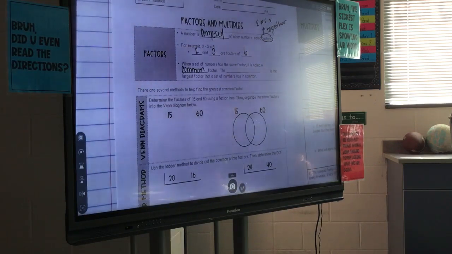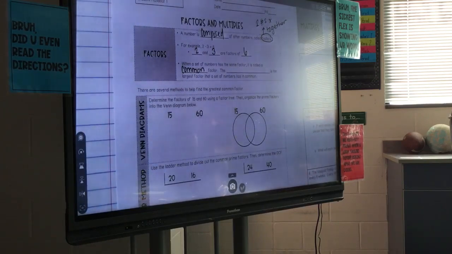Y'all are like way up here. You need to be like way down here. Like rocket science, GCF. Y'all are rocket science right now. I need you back to GCF. So, another word for common would be same. Raise your hand and try, right?